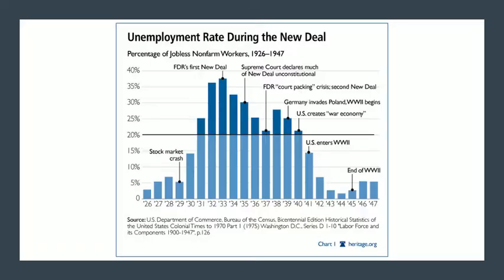So after the first New Deal, the unemployment rate begins to drop. In 1937 it goes up again, and then Germany invades Poland. Once the war hits, you begin to see it drop even more so. And by the end of World War II, you had seen the U.S. out of the Depression.